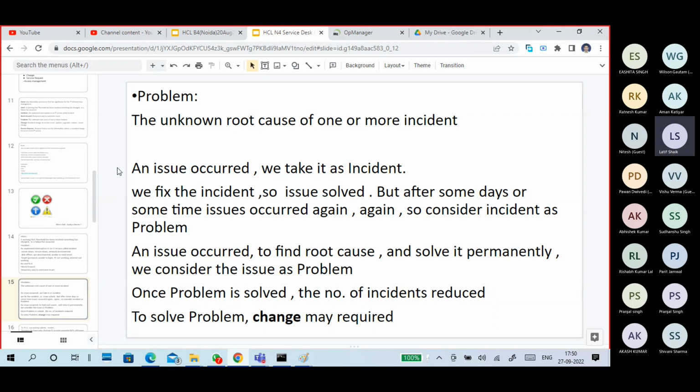Once the problem is solved, the number of incidents is reduced.